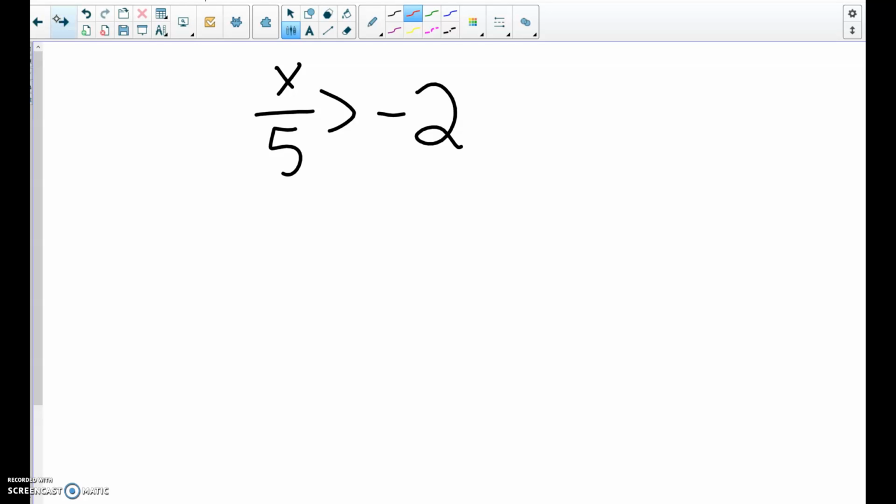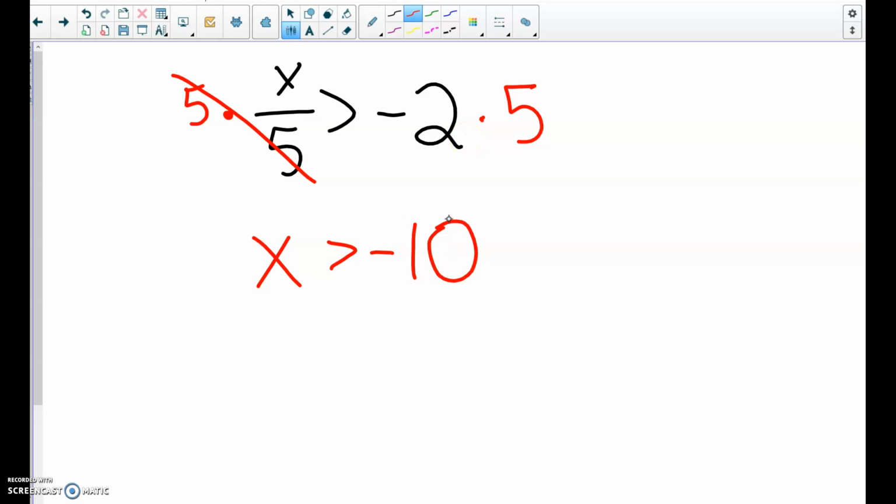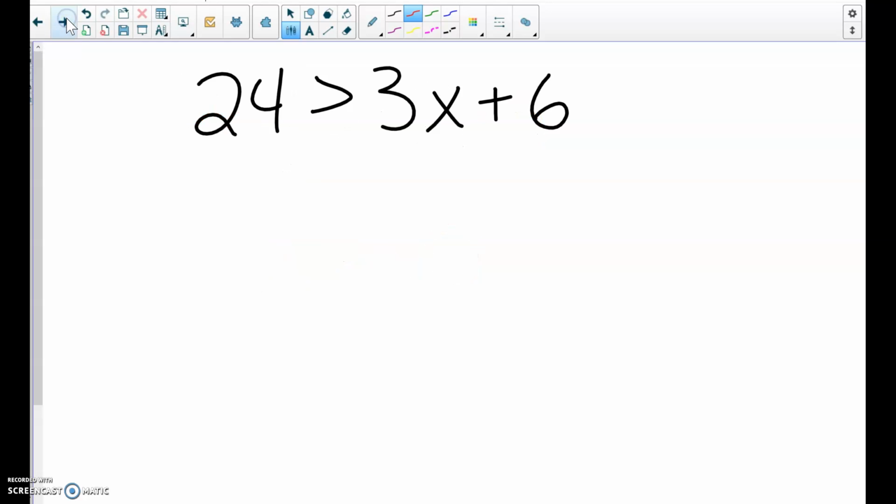Same thing here. It says x divided by 5. The opposite of divided by 5 is times by 5, so those two are going to cancel. Times by 5 on the other side. So I'm left with x is greater than negative 2 times 5, which is negative 10. And this time we don't flip the sign. Even though we got a negative answer, I ended up multiplying by a positive 5, not a negative 5, so my sign still stays as a greater than sign. It doesn't need to flip, only when we multiply or divide by a negative number.